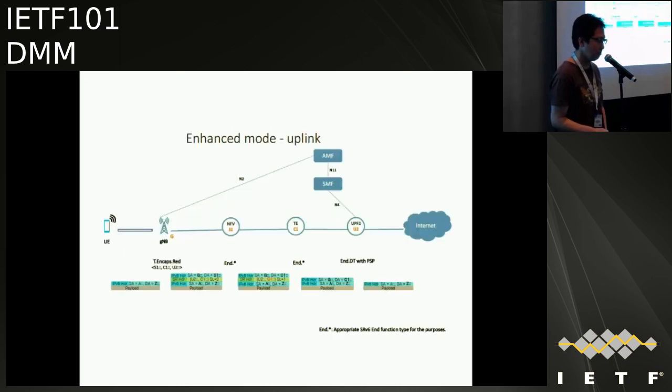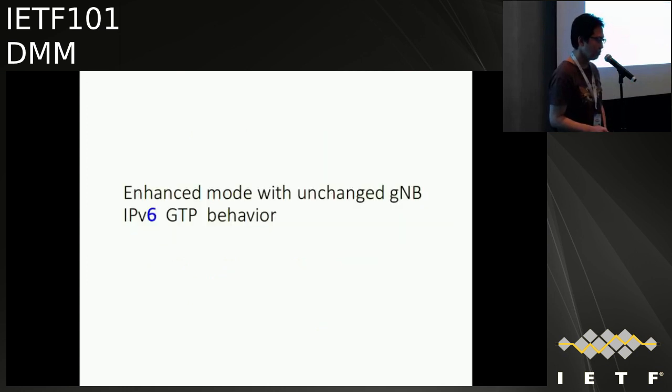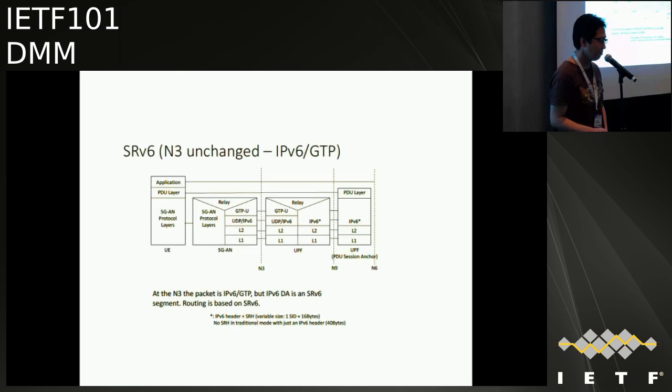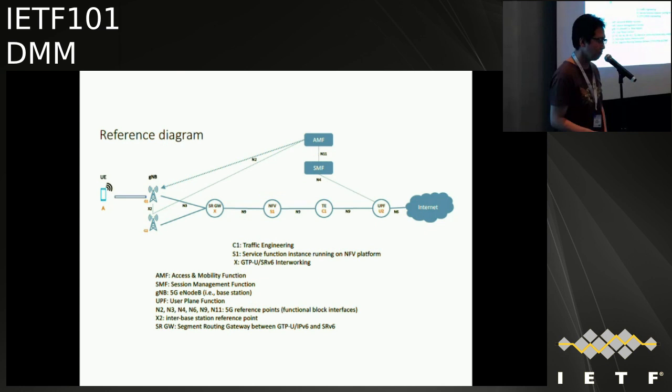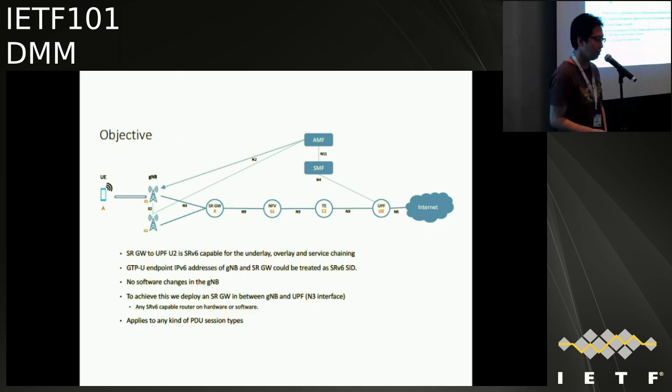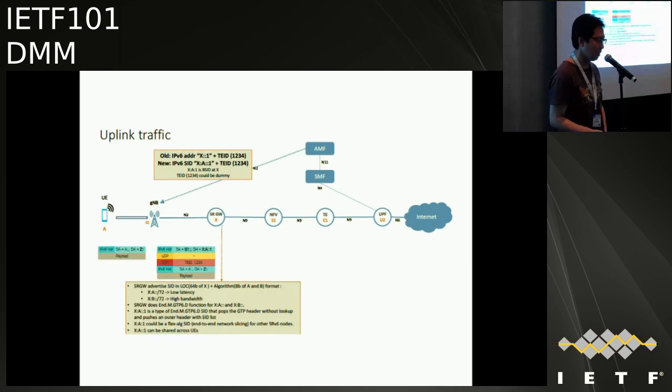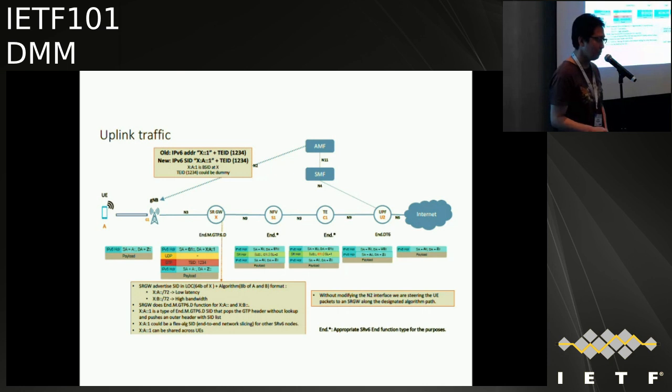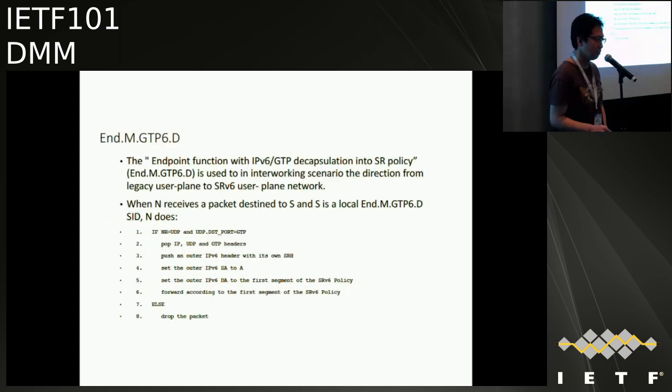So the enhanced mode, a different diagram here, and some interesting points are listed on this slide. The packet flow uplink here and downlink. And we also mentioned the IPv6 GTP case. So a 3GPP style protocol stack here, GTP-U on top of IPv6 on the N3 interface. Reference diagram here, and some objectives are listed to deal with. And the uplink diagram here. Packet flow is a little bit complicated, but I think you can find how this interworking scenario works. And we also introduce the new End function, End.M.GTP6.D decapsulation in the direction of the uplink.